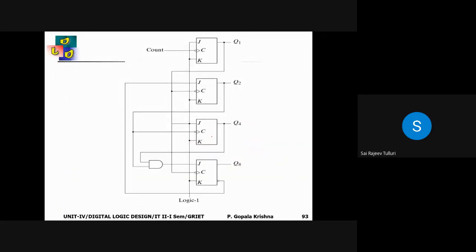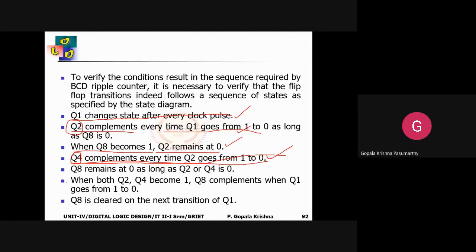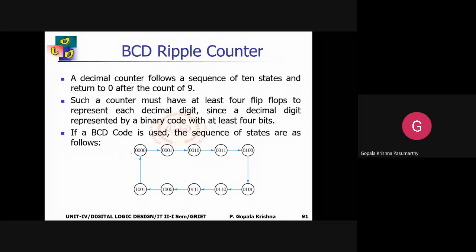Yes, sir. So now we will look into Q8. What happens to Q8? Q8 remains at 0 as long as Q2 or Q4 is 0. Now let us look. See, Q8 is 0 here, 0 here, 0 here, 0 here, 0 here, 0 here.